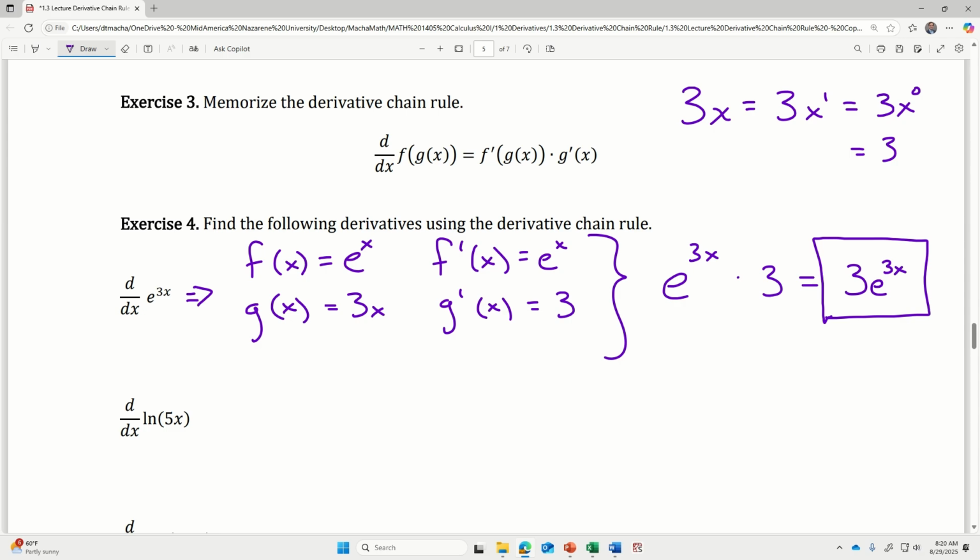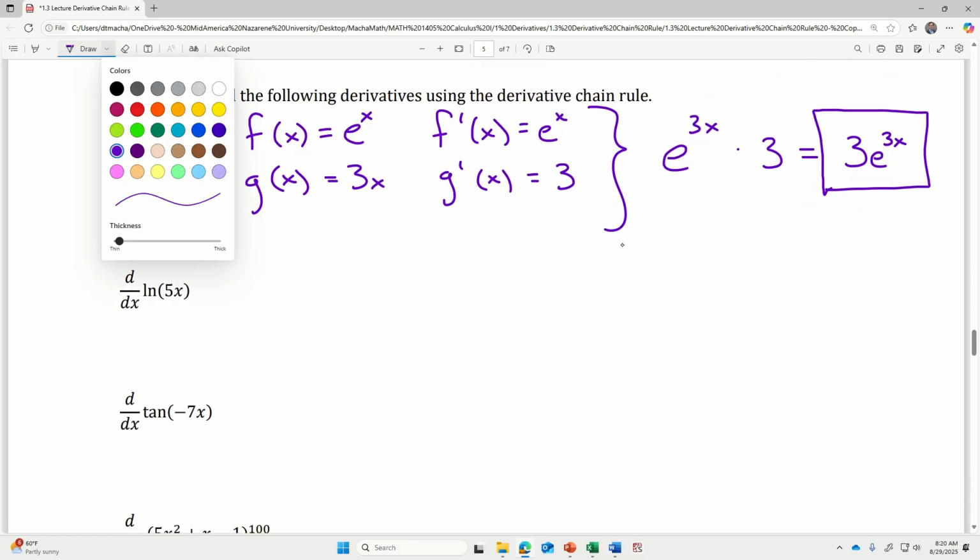Same thing here, right? Pretend like you're practicing. The more you do it, the better you're going to get.